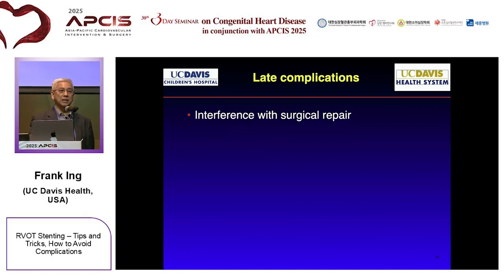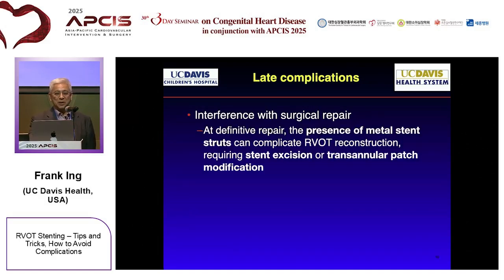Some surgeons don't mind it. Luckily, my surgeon doesn't mind it, but I know that in some centers in the US, the surgeons hate it. So anyways, these are the things that you have to think about when you make this plan. And of course, it's going to require the stent to be excised, and then of course the transannular patch modifications, or you're going to be big enough to put a conduit in.